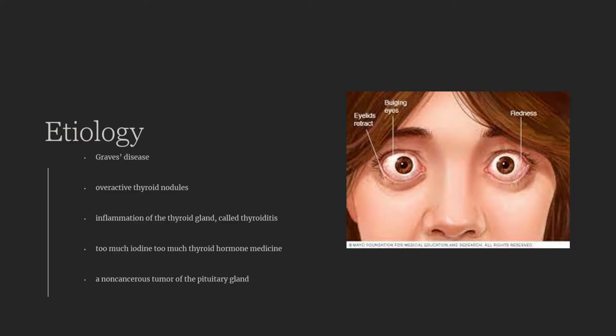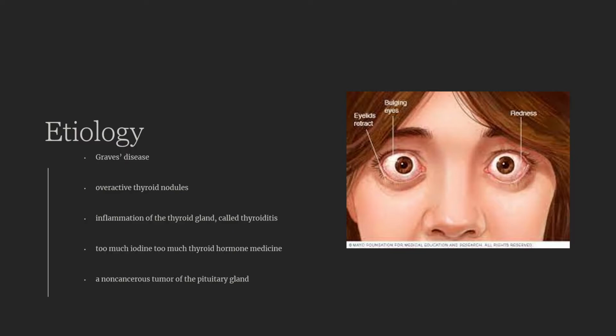Thyroiditis, excuse the pronunciation, is the inflammation of the thyroid gland. What ends up happening is the thyroid hormone leaks out of the thyroid gland and into the bloodstream. What happens is you develop symptoms of hyperthyroidism.